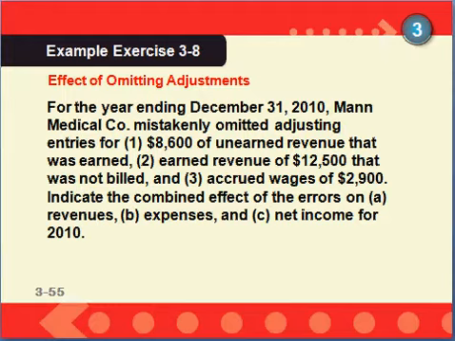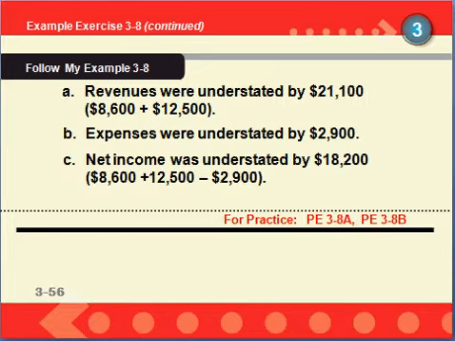Well, we can see from the information here that they understated their revenues by $8,600 plus $12,500, so they understated their revenues by $21,100. And I'm going to pull up that slide so you can see, hopefully, that I did my math correct, and I did. So they understated the revenues by $21,100, a total of the $8,600 and the $12,500, and they underreported their expenses by $2,900.